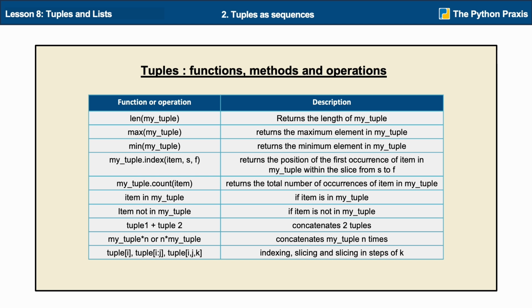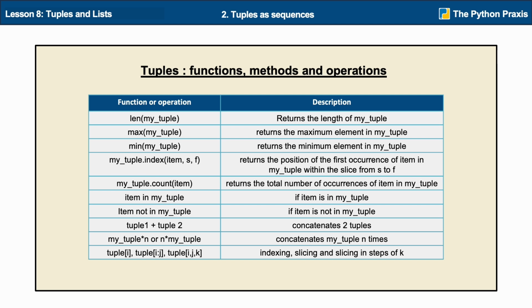First, we have the len function. This simply returns the total number of elements inside the tuple. Next, the max and min functions. These return the largest and smallest element in the tuple, respectively. Of course, this works when the tuple elements are comparable, like numbers or strings. Then, the index method. This finds the position of the first occurrence of a given item, and you can even limit the search between positions S and F.